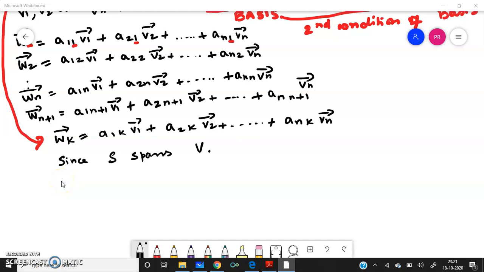As students, in the previous video we have seen that Wk can be written as a linear combination of A1k V1 plus A2k V2 plus and so on to Ank Vn, since S spans V. And this we can write as equation 2. Moreover, we can write it for k equal to 1, 2 and so on to n plus 1.